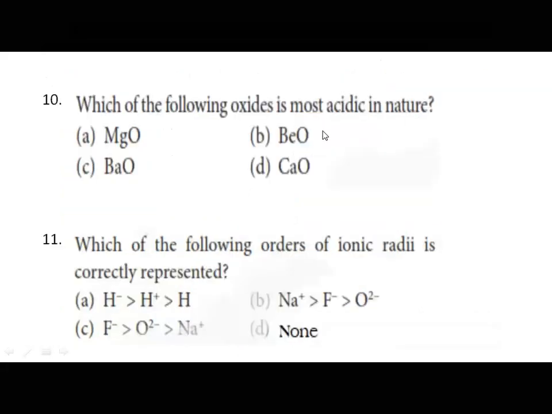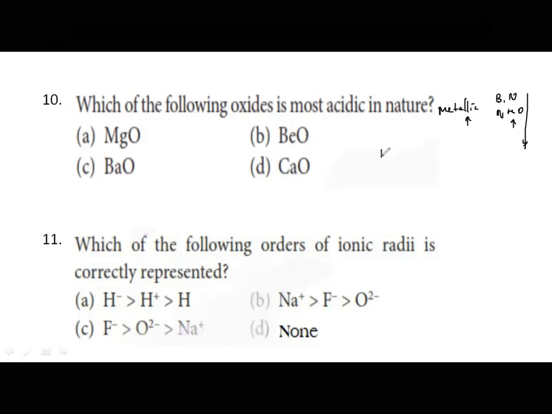Which of the following oxides is most acidic in nature? Magnesium oxide, beryllium oxide, barium oxide, calcium oxide. See, these are all metallic oxides. We know that as you move down the group, the basic nature of metallic oxides increases. Correct? So in case of metals, on moving down the group, why does basic nature increase? Because metallic character increases. So the basic nature of the oxides increases as you move down the group.